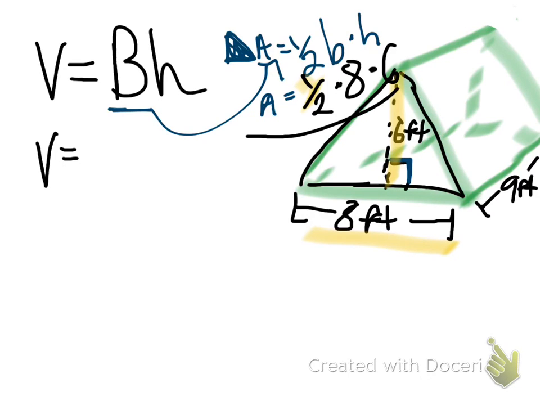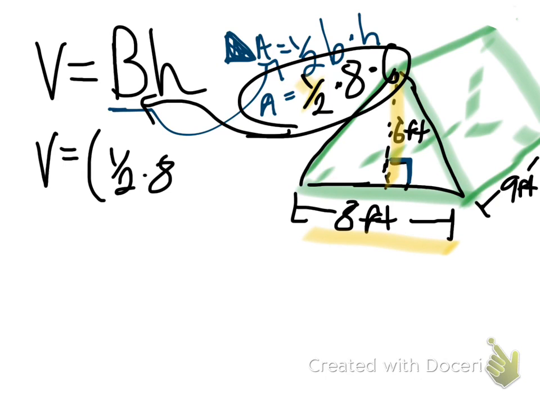So I'm going to plug this in for my base area. I can plug in here the 1/2 times my 8 times 6. And then I'm going to look for, again, my height. My height in this case for the prism itself is 9 feet long. So I plug in 9 for my height.